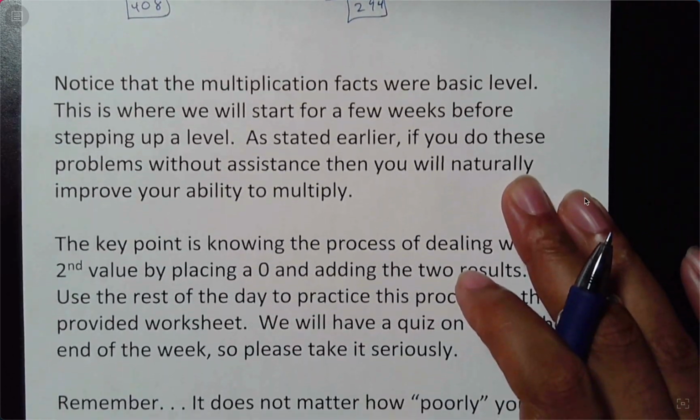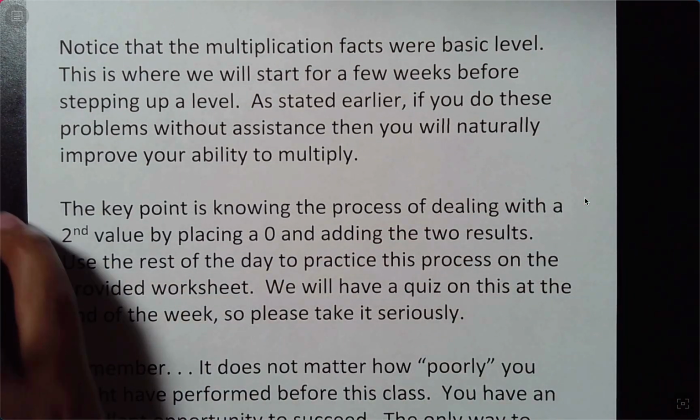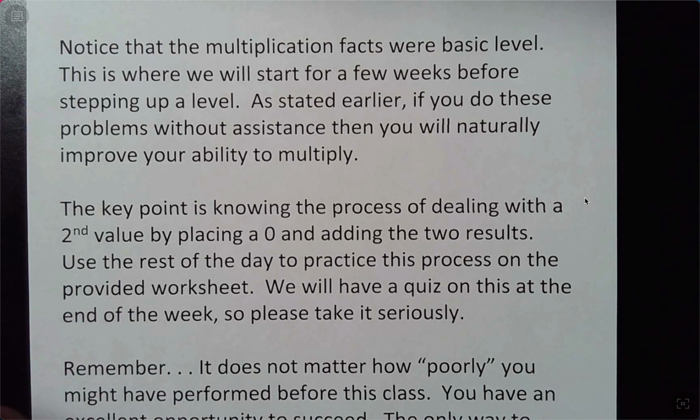Notice again that the multiplication facts were basic level. This is where we will start for a few weeks before stepping up a level. Again, as stated earlier, if you do these problems without assistance, then you'll naturally improve your ability to multiply. Are there options for you to cheat? Sure. But it's not in your best interest if you just go ahead and put the work in. We are literally starting at ground zero. So cheating now is only going to hurt you later.